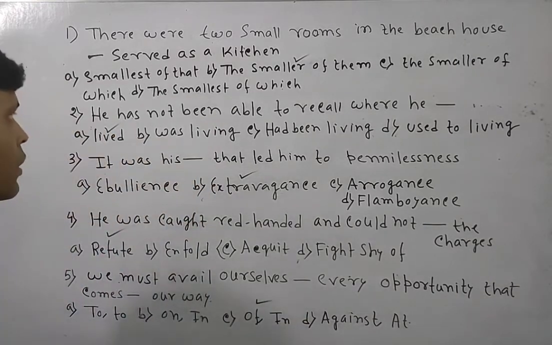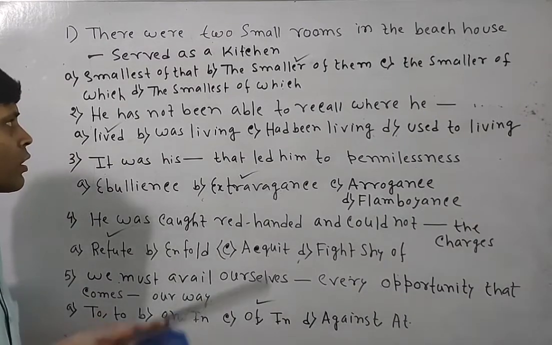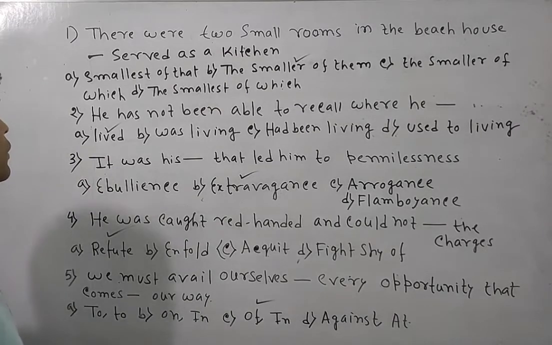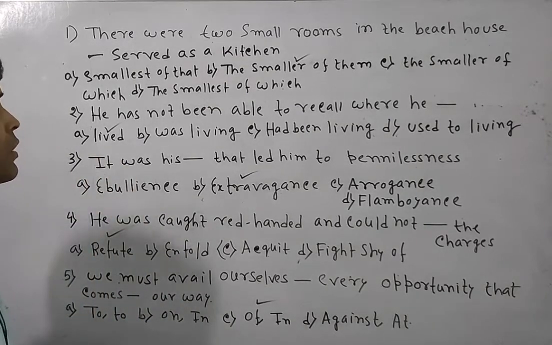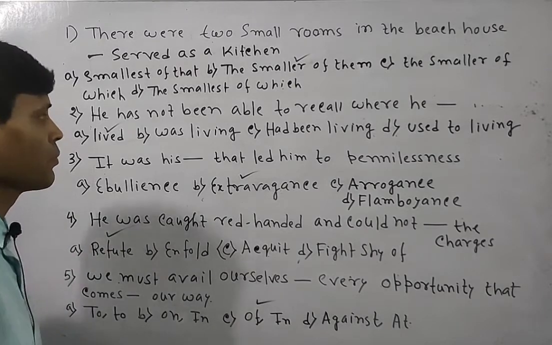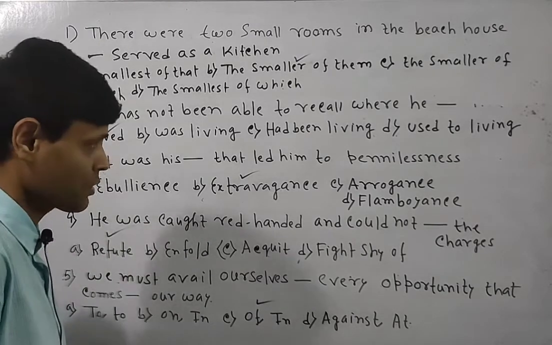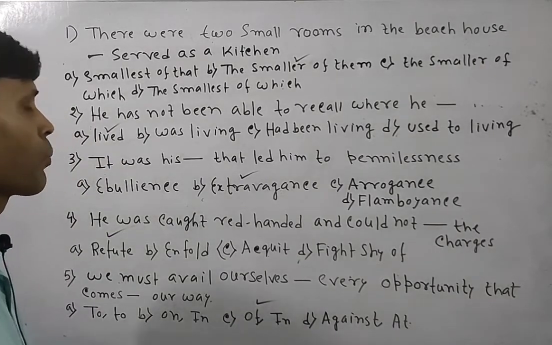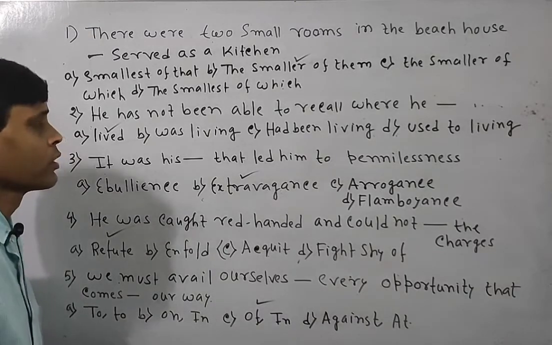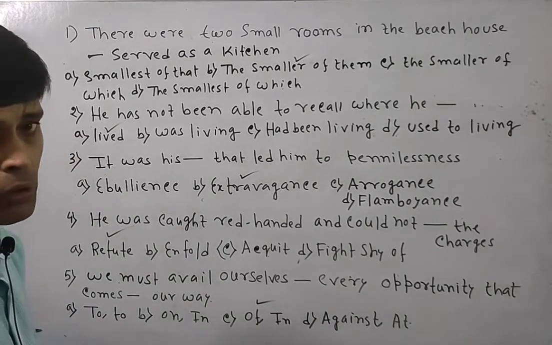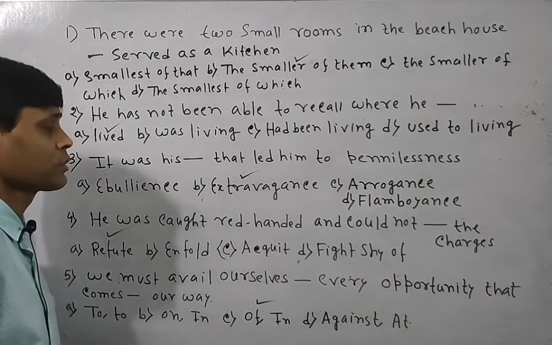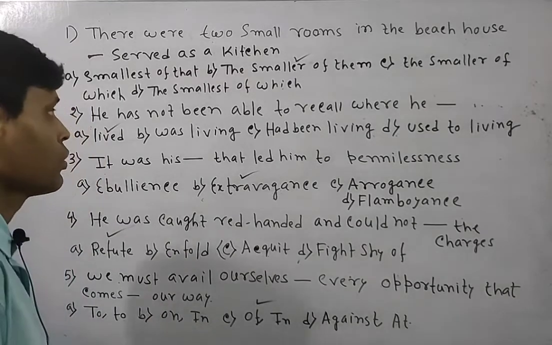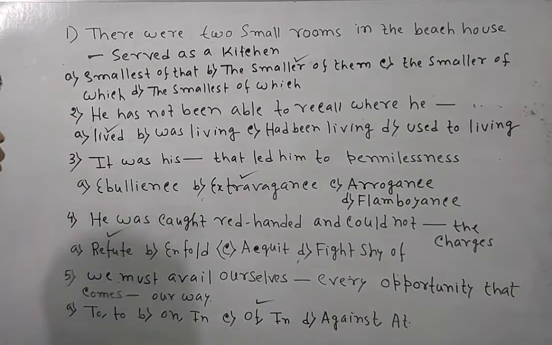C. Now look over the next question. There are two small rooms in the beach house. Here is the blank served as a kitchen. Here the second option, the smaller of them, will be the answer. As the comparative mode is there, it is being compared between one thing and another, not between one thing and the overall. So of will be there instead of than. Now look at the next.